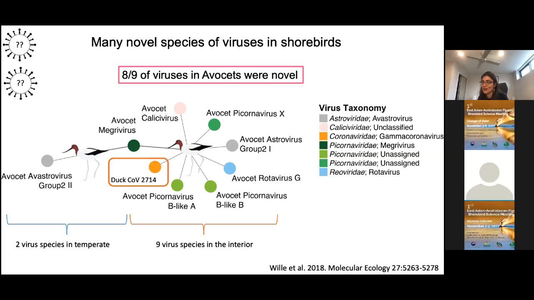And so it suggests to me that avocets, or birds in general, can carry quite a high virus diversity somehow without really seeing any obvious disease, quite a large viral burden.